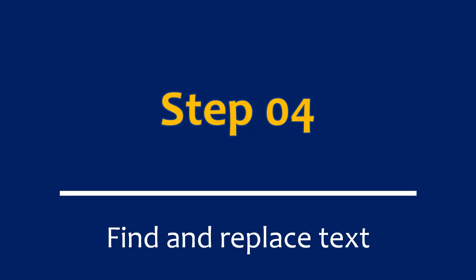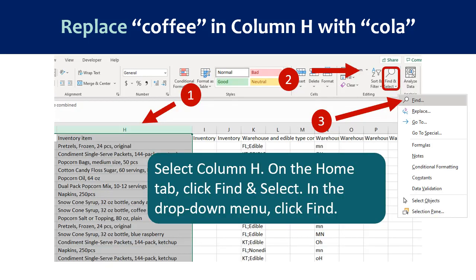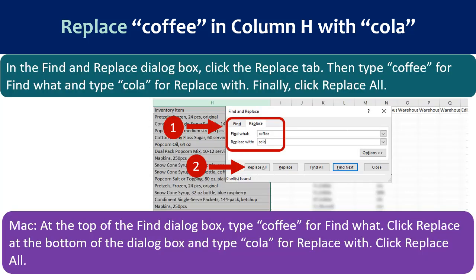In this step, we will be using Find and Replace. We will be replacing the word coffee with the word cola in column H. Select column H. On the Home tab, click Find and Select. In the drop-down menu, click Find. In the Find and Replace dialog box, click the Replace tab. Then type Coffee for Find What, and type Cola for Replace With.